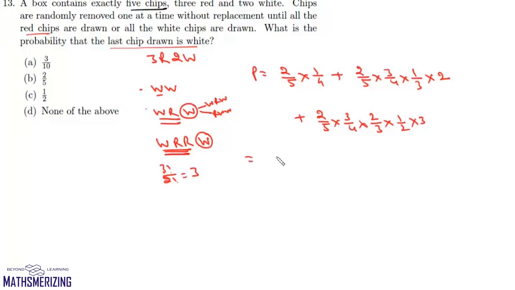So this value will be simply 1/10 plus, now here 3 will cancel, it will also cancel, so this is 1/5, here this 4 will cancel, 3 will cancel, and we'll get this as 3/10. So it will be 4/10 plus 2/10. So it will be simply 6/10, which is 3/5, and that's your option D.